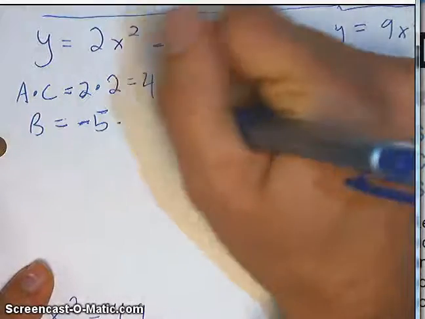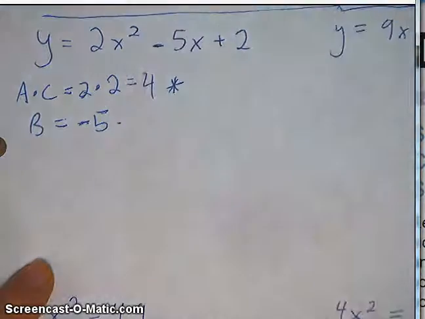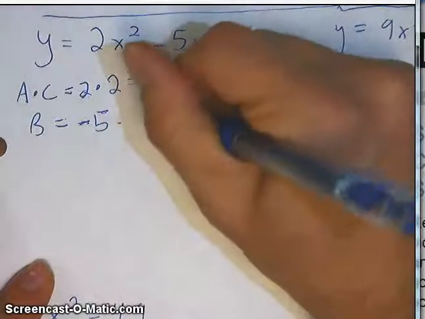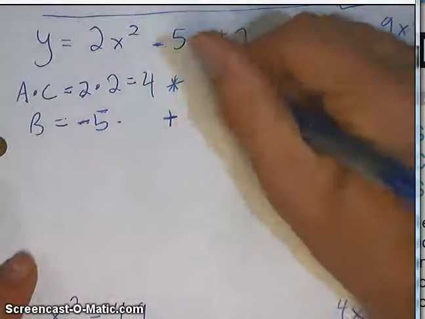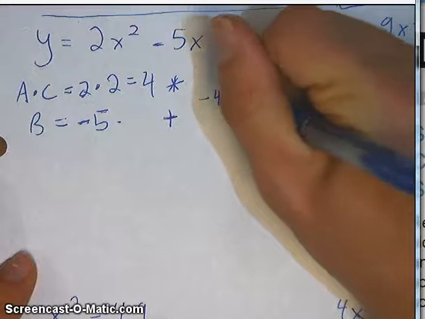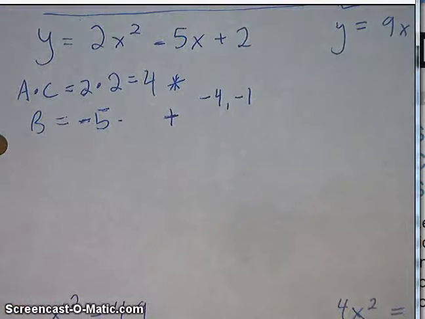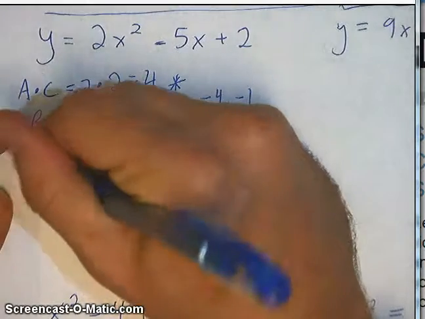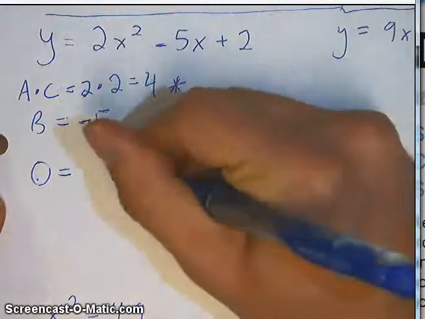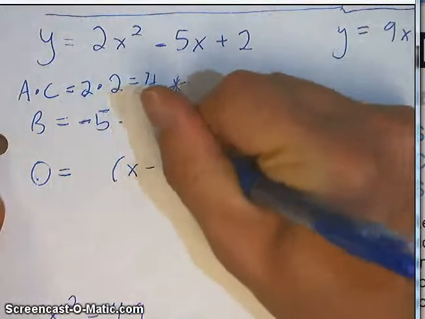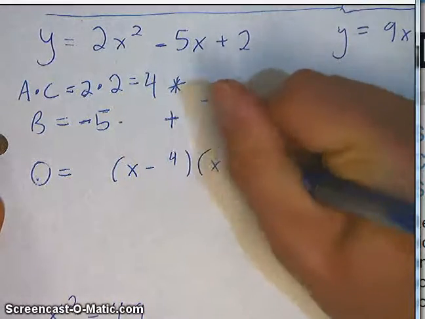So now what I'm looking for are two numbers that multiply to positive 4 but also add to negative 5. And hopefully you recognize that as negative 4, comma, negative 1. Because negative 4 times negative 1 is positive 4, and negative 4 plus negative 1 is negative 5. So now, when we rewrite this in factored form, I'm going to go ahead and put in a 0 for y, because I know I'm solving it.